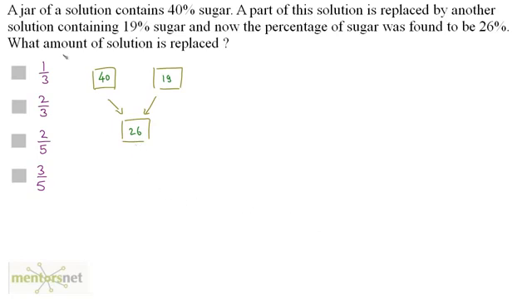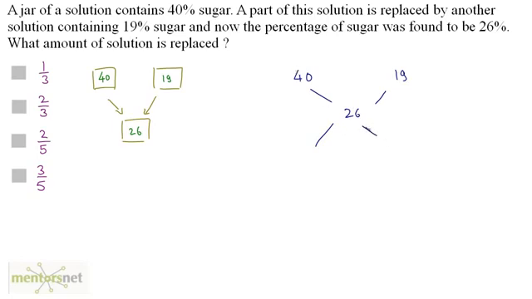Now the question is, how much amount of solution is replaced from the solution which contains 40% sugar? Well, the amount of this solution that is added into the solution which contains 40% sugar is the amount that is replaced, isn't it? Now we can apply the alligation rule. We have a 40% solution and we have a solution with 19% sugar. Now the mean percentage is 26%.